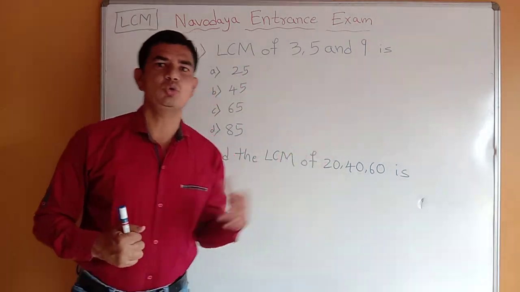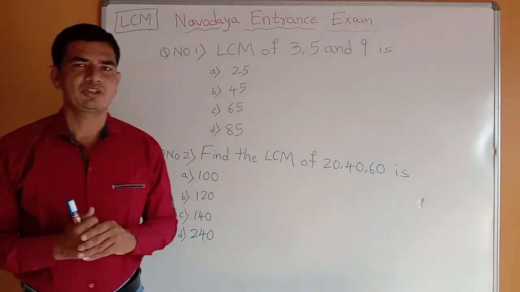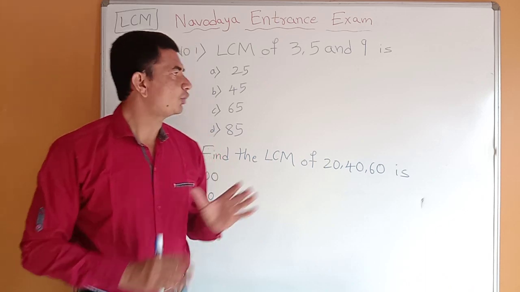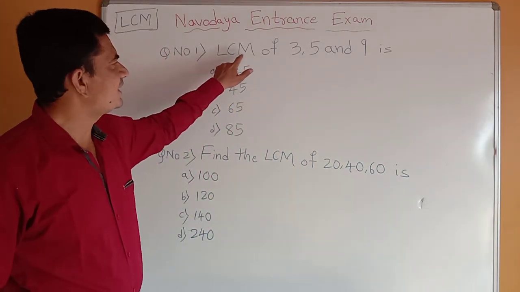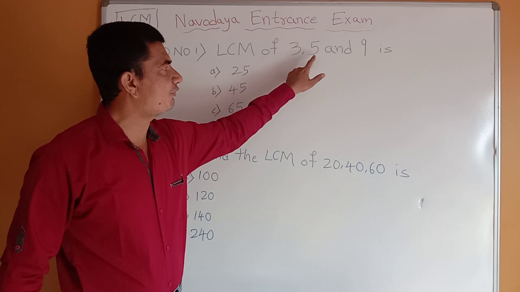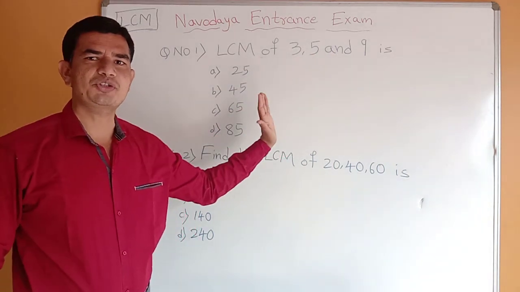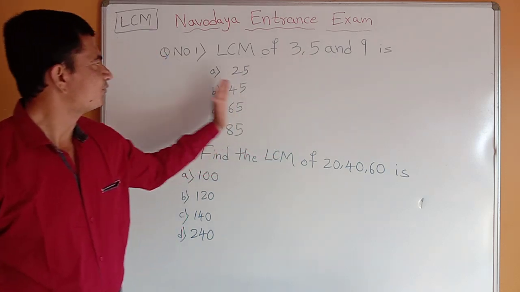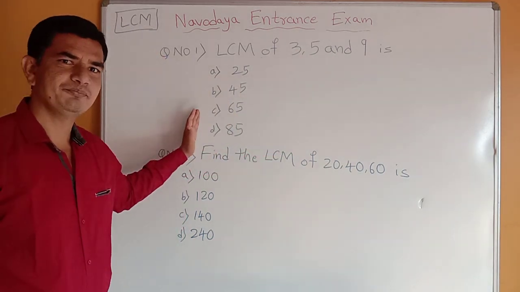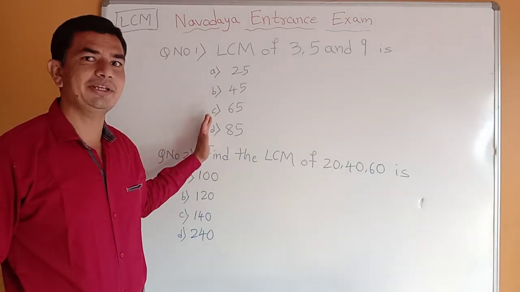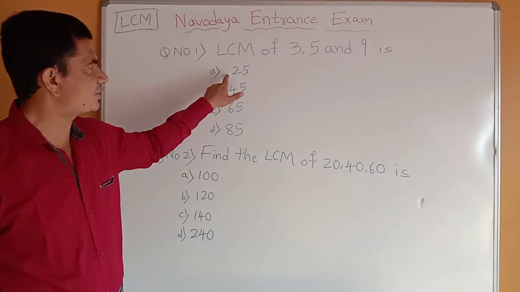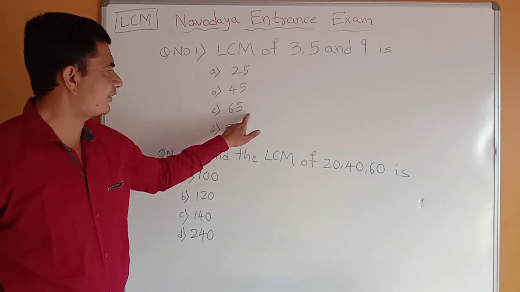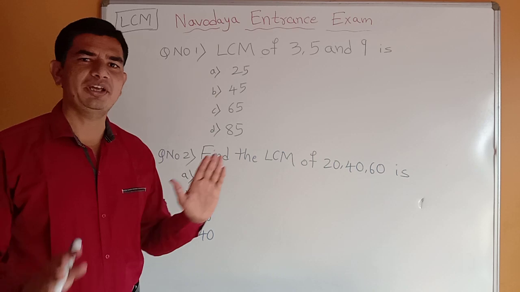Students, let us see. Here I have written two questions. I am going to solve all the variety of questions in this video. So first question: LCM of 3, 5 and 9 is. Here they have given 4 options. In the Navodaya entrance exam, they will give you 4 options. First option is 25, second option is 45, third option is 65, fourth option is 85.